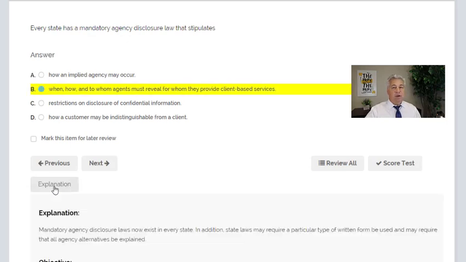And your answer is going to be B. When, how, and to whom agents must reveal for whom they provide client-based services. Mandatory agency disclosure laws now exist in every state. In addition, state laws may require a particular type of written form be used and may require that all agency alternatives be explained. A very important part of agency laws that we need to be aware of.